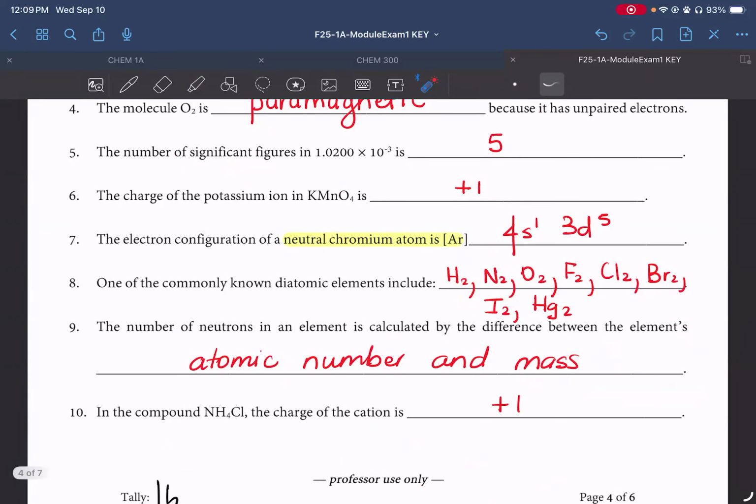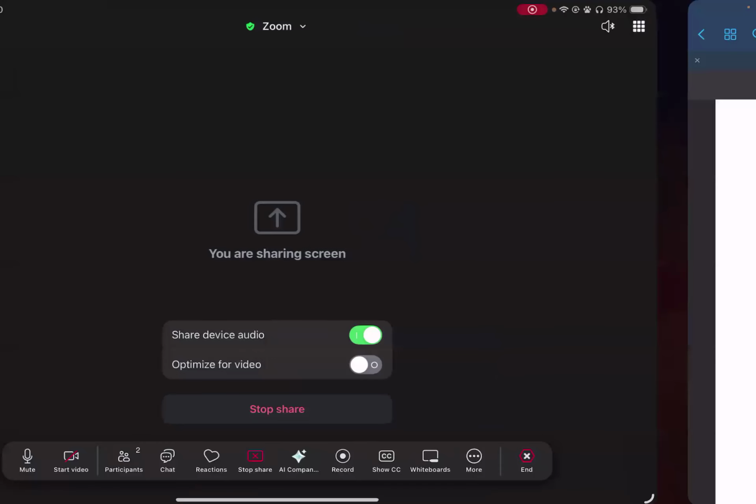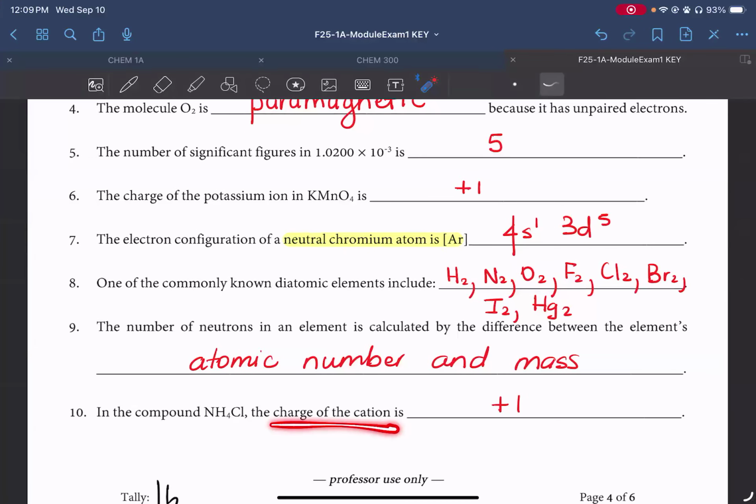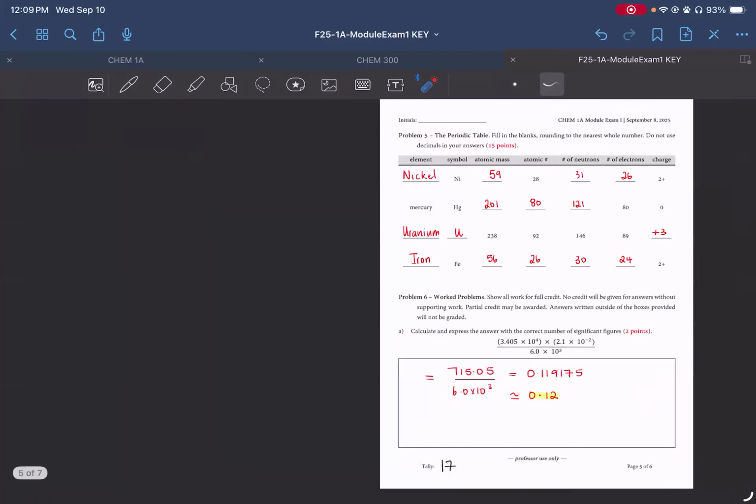Number 9 was very good. Everyone got the difference between what a neutron is and how to calculate it. And number 10 had the same issue as number 6. I asked you to tell me the charge of the cation. Some people just wrote, again, the word positive. That's an insufficient answer. You needed to specifically tell me that it was +1.